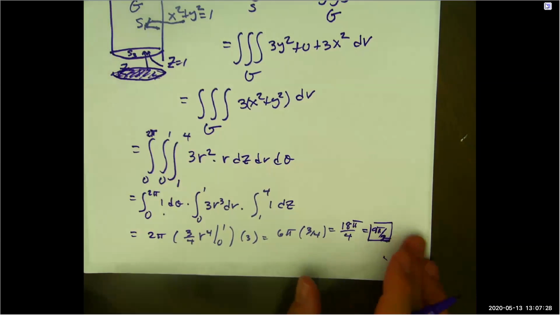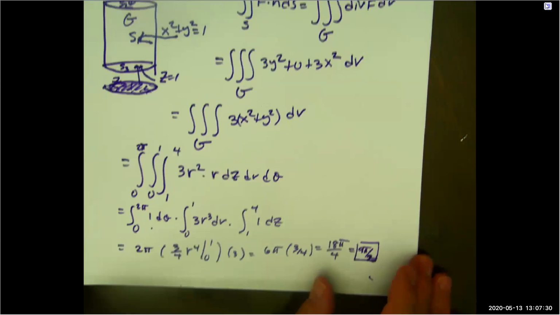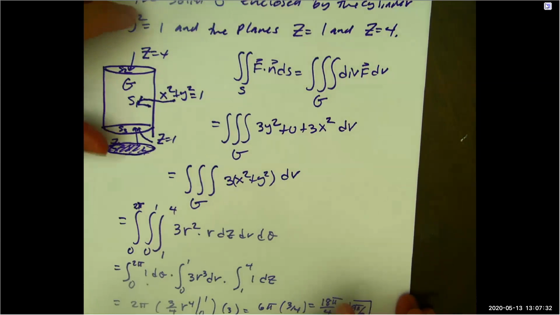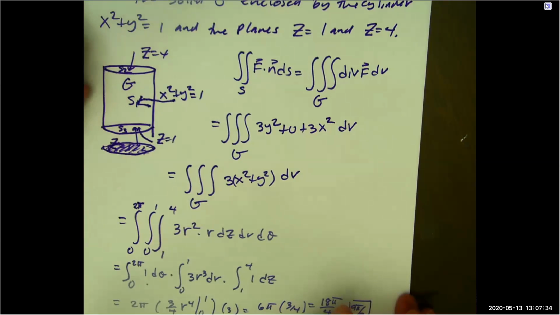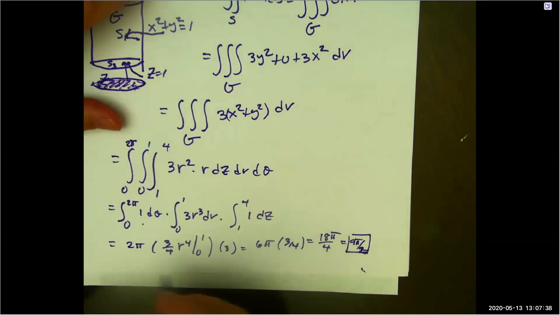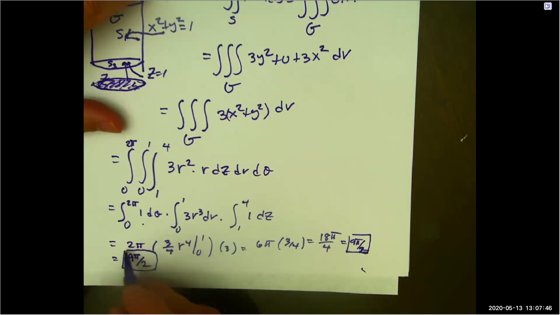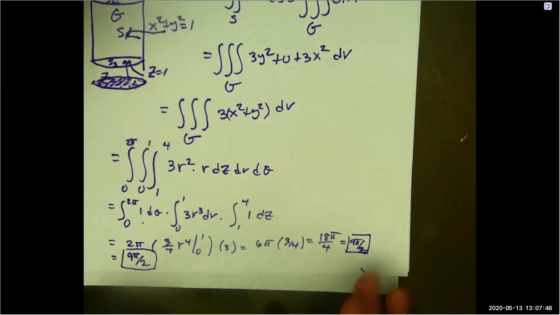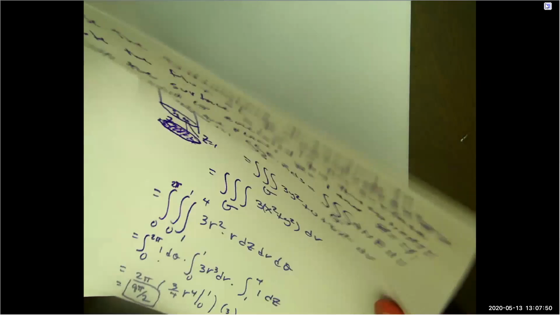You could think of it as like a mass flow rate out of the surface of the solid. So 9 pi over 2. I'm going to just take a look at one more.